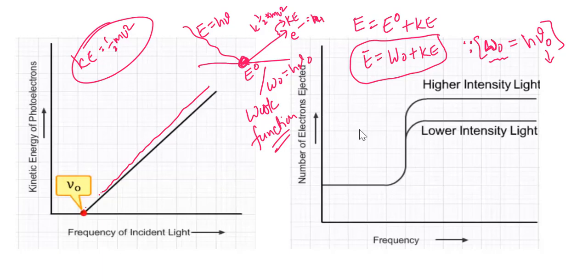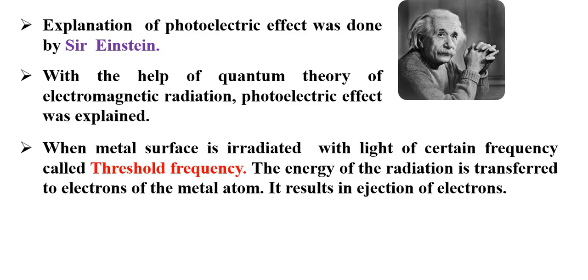Regarding the number of electrons ejected, you can see here that with lower intensity there are fewer electrons, and with higher intensity more electrons are ejected. So here Einstein explained it properly. The explanation of the photoelectric effect was done by Einstein with the help of the quantum theory of electromagnetic radiation. In the last video we discussed what electromagnetic radiation is, and we explained Planck's quantum theory.